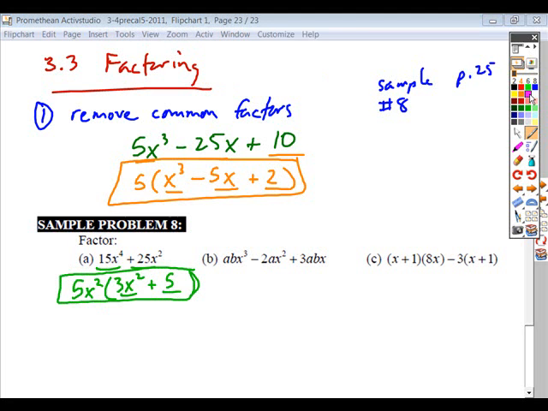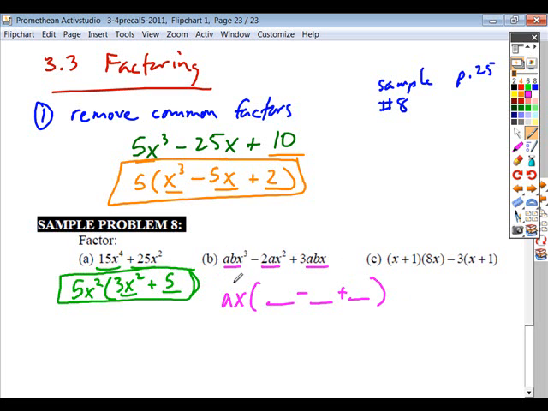In problem B, here we have these three terms. What common factors are contained in all three of those terms? An a and an x. And so again, the way that I always present this is whatever's left inside these grouping symbols has to have the same form as the original problem. One group minus another group plus another.